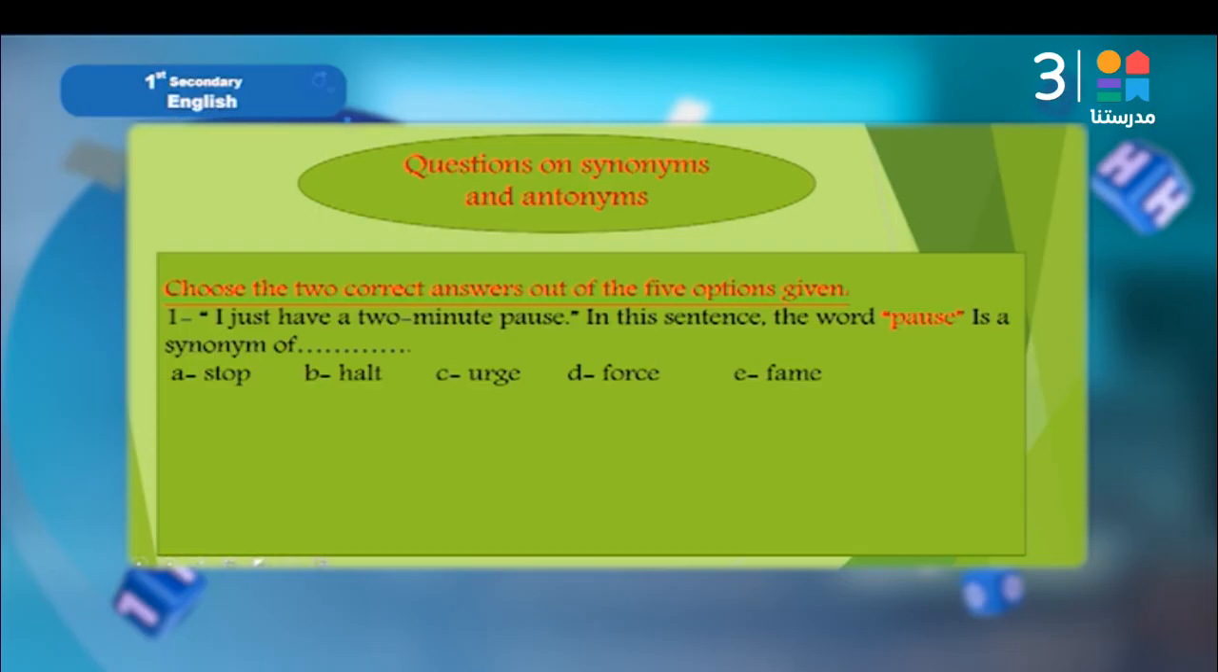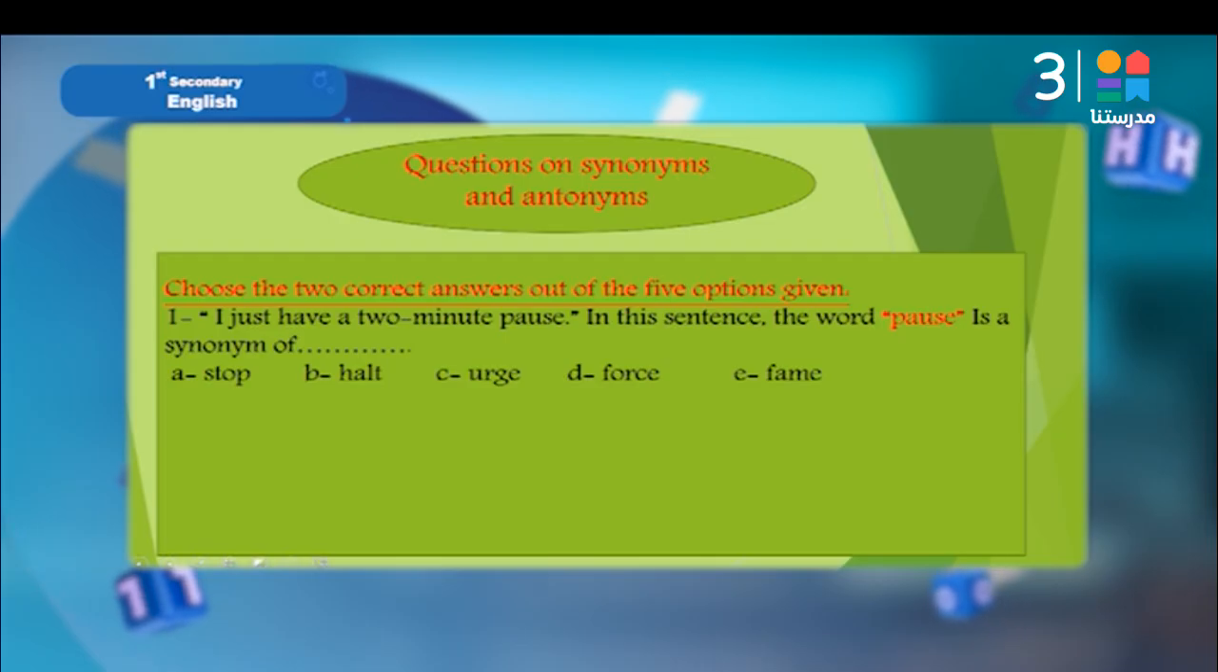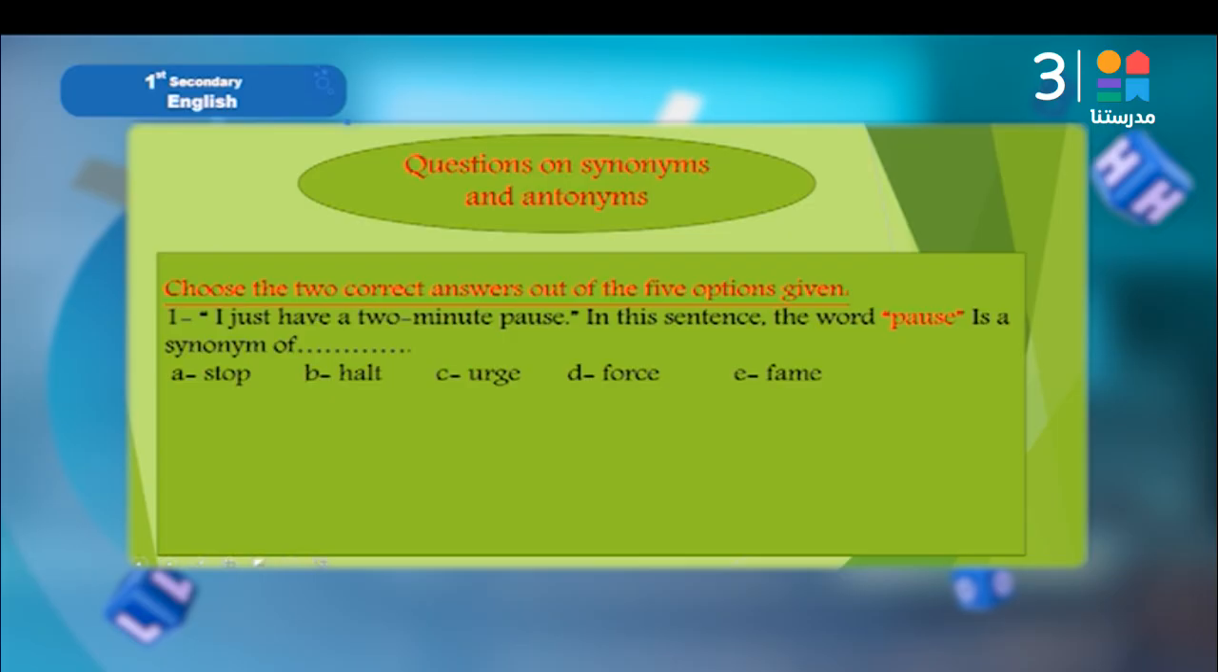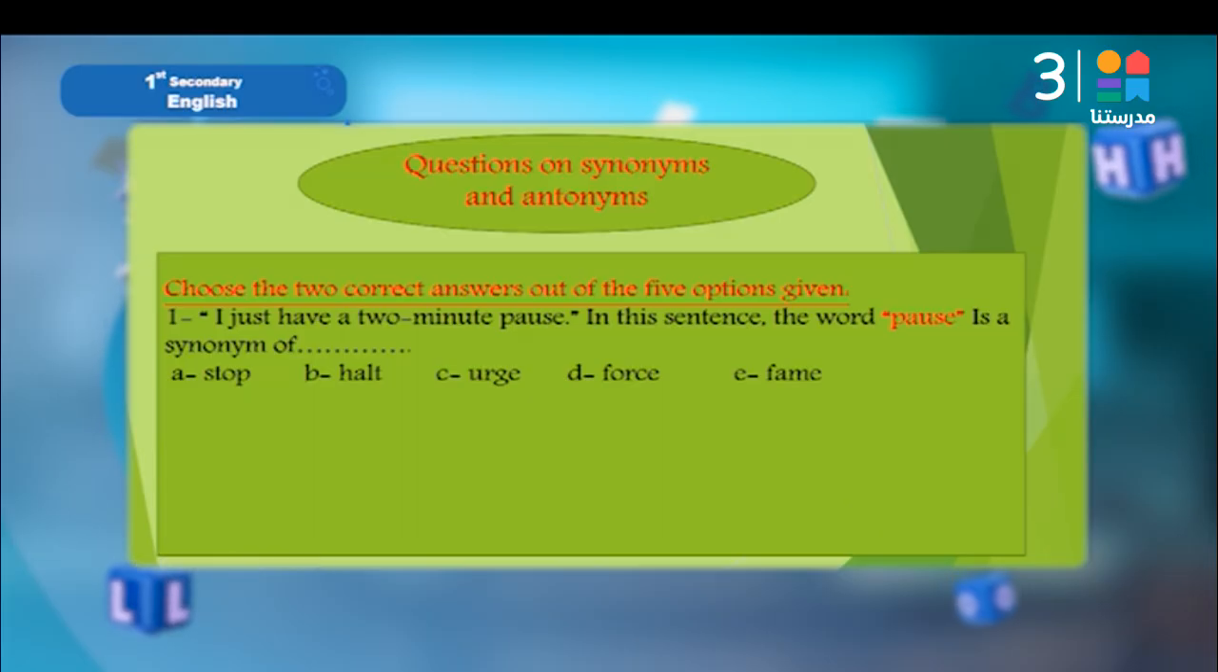So here, pause. What does this mean? What is its synonym? We know that synonym means the same meaning, so I want to look for the same meaning. Remember, we said what does pause mean? Excellent, well done. Stop, and what else? And halt. Very good. So I need here the synonyms of the word pause: stop and halt. Very good, you are memorizing well.